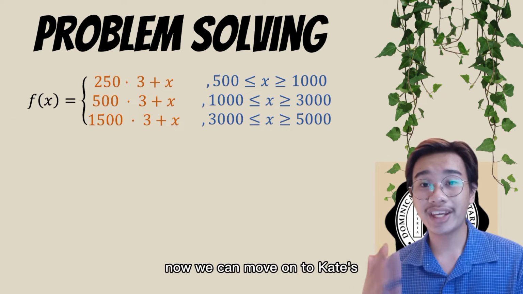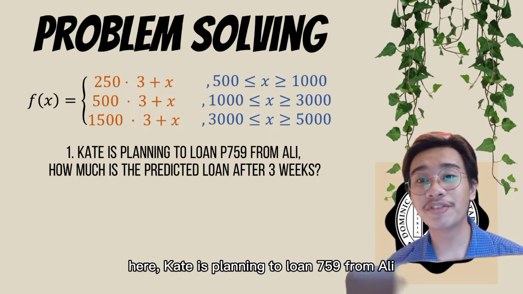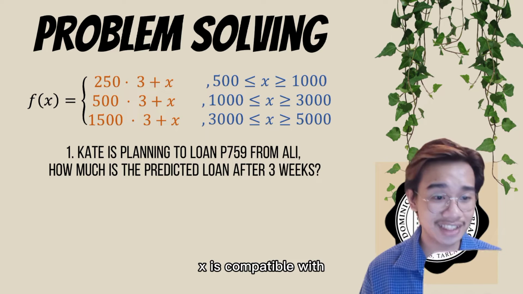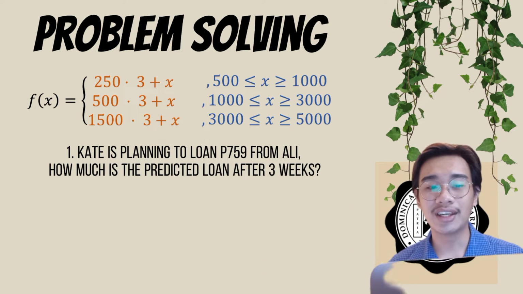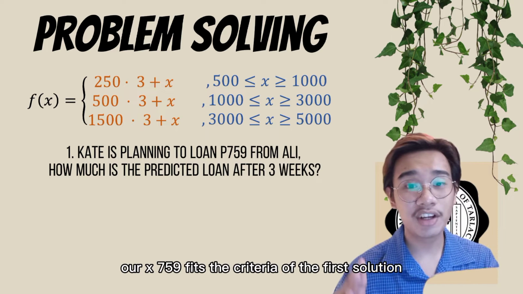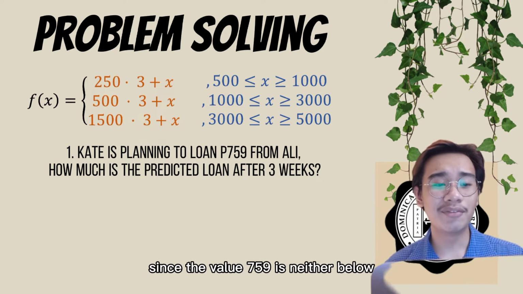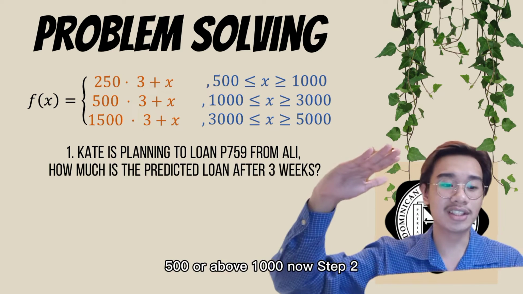Now we can move on to Kate's problem. Stated here, Kate is planning to loan 759 from Ali. Our step 1 is to determine what solution x is compatible with by looking at the right side of the piecewise function. As you can see here, our x, 759, fits the criteria of the first solution, since the value 759 is neither below 500 nor above 1,000.